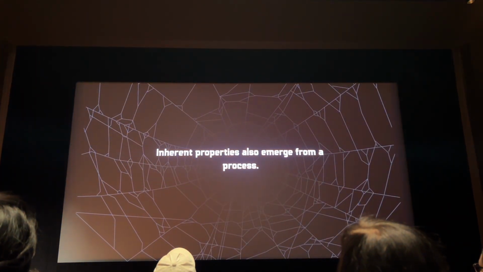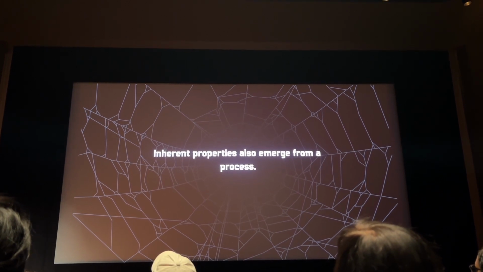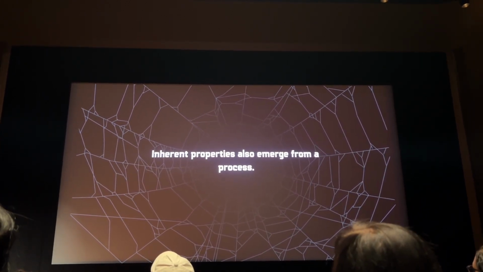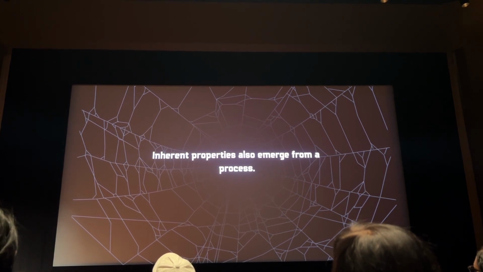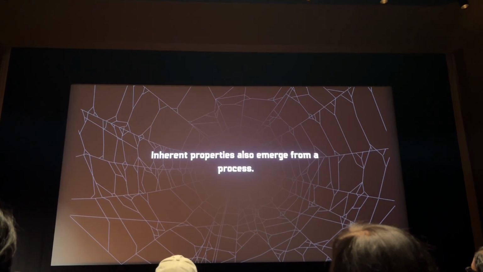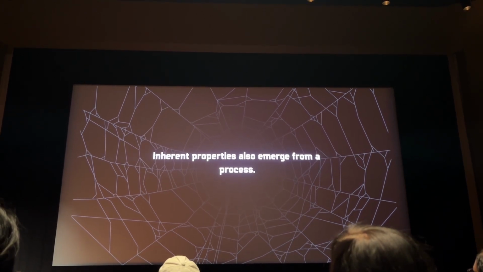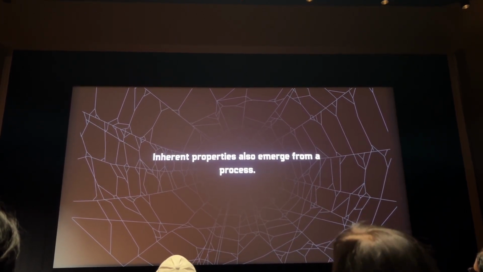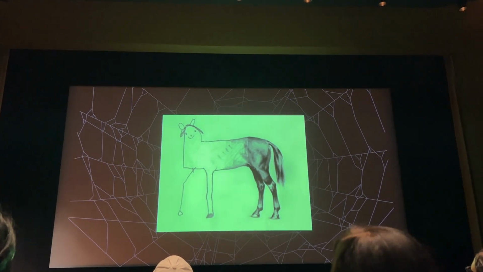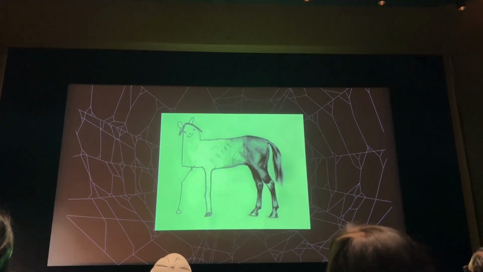Inherent properties also emerge from a process, right? And by that, I mean the way in which something is made has a huge effect on the way it looks. So for example, two artists might depict the same scene in totally different ways. If you had two artists drawing the same image, you might get something like this, which is obviously interesting but not desirable.